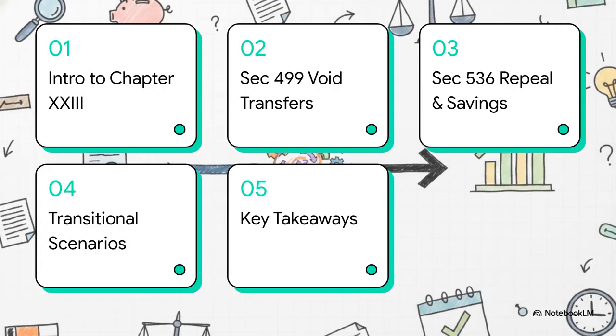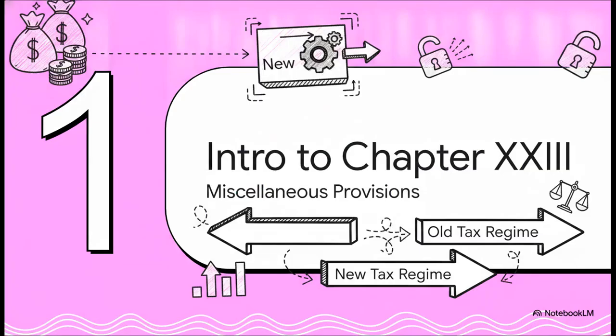So here's our roadmap for today. We'll start with a quick introduction to Chapter 23, then we'll unpack void transfers under Section 499. After that, we'll dive deep into the real meat of the transition, the repeal and savings clause in Section 536. Finally, we'll walk through some practical, real-world scenarios and lock down your key compliance takeaways. Let's get started. Starting with Part 1, an introduction to Chapter 23.